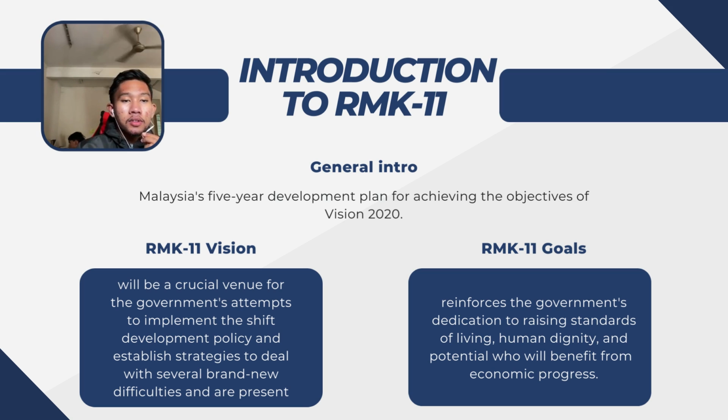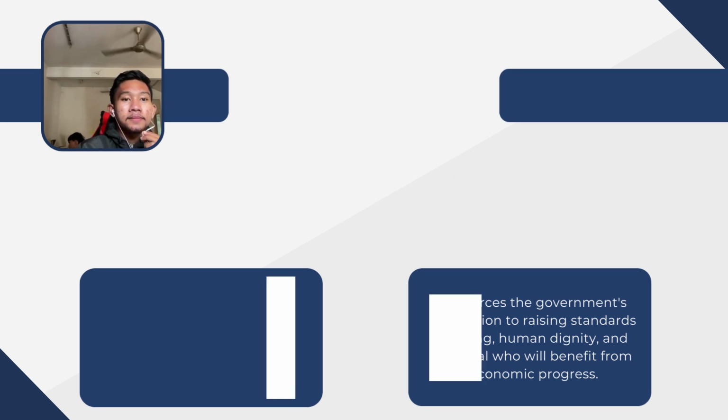For the general intro, RMK11 is Malaysia's 5-year development plan for achieving the objectives of Vision 2020. The RMK11 vision is to be a crucial venue for the government's attempts to implement the shift in development policy and establish strategies to deal with several brand new difficulties that are present. And the RMK11 goal is to reinforce the government's dedication to raising standards of living, human dignity, and potential for those who will benefit from economic progress.